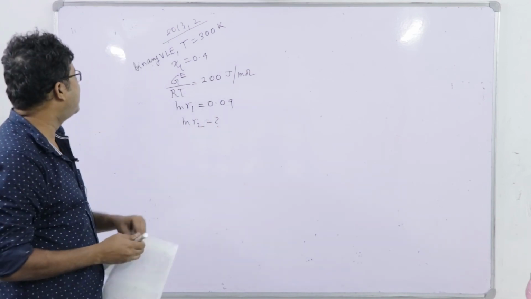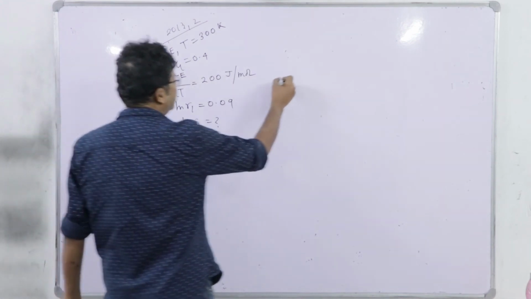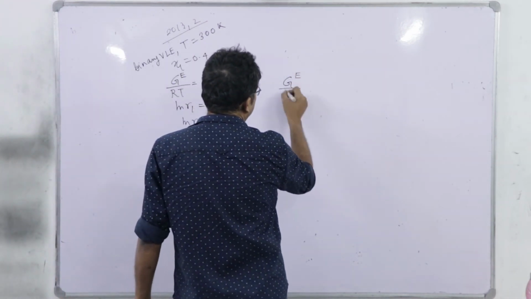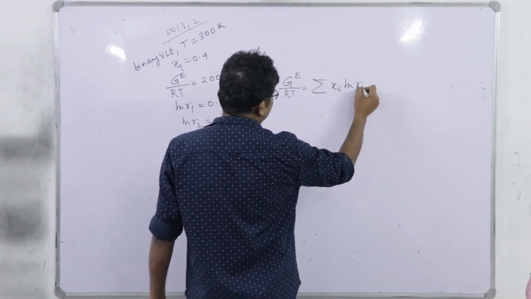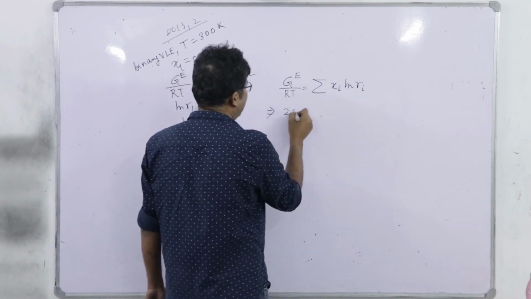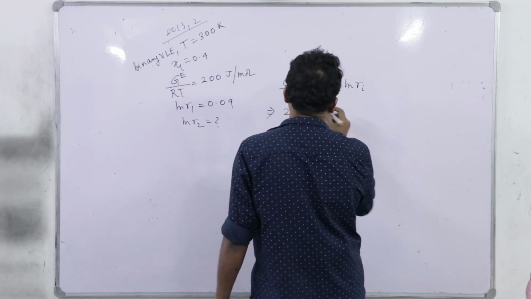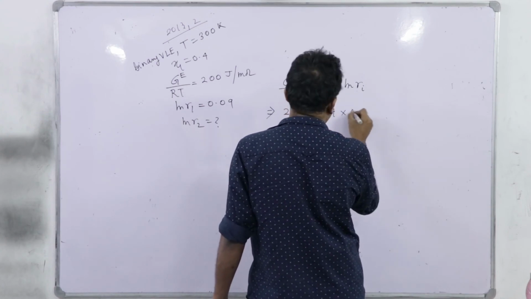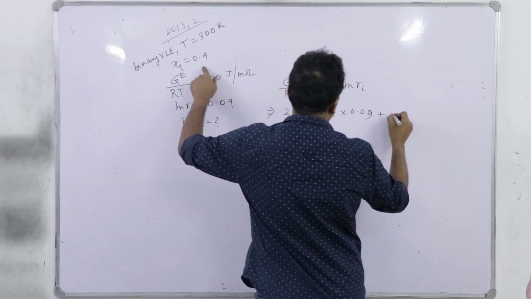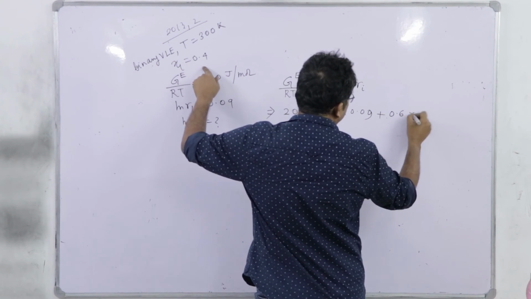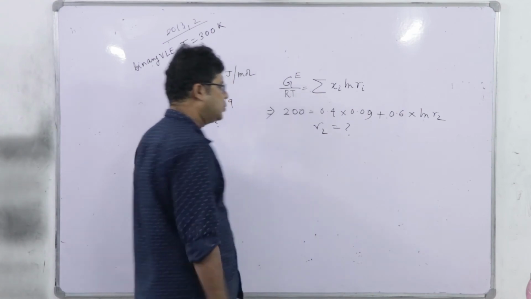It is very simple. Basically we have to use the summability. And what is the summability? G by RT is equal to summation of xi ln gamma i. So 200 is equal to x1, x1 is how much? 0.4. So 0.4 into 0.09 plus x2, which is 0.6, into ln gamma 2. So from there we have to solve gamma 2, right.